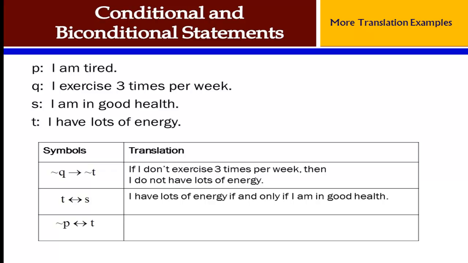Last example. Another biconditional statement. Notice the if and only if symbol there. Not P if and only if T. Not P would be I am not tired. T is I have lots of energy. These symbols would be translated into a verbal statement: I am not tired if and only if I have lots of energy.